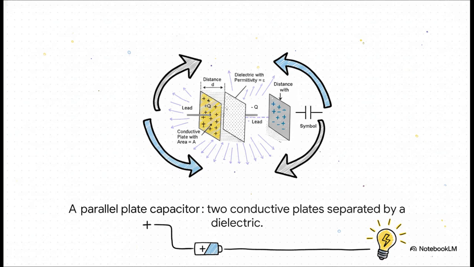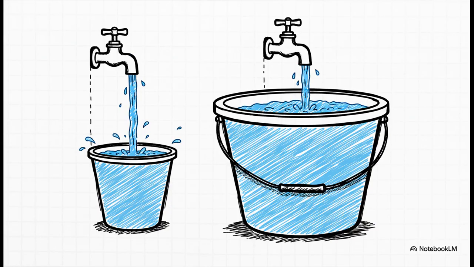The simplest version is just two metal plates with a small gap between them. When you connect it to a battery, positive charge piles up on one plate and negative charge on the other. This creates a strong electric field in the gap, and bam, you stored energy. And this ability to store charge has a name: capacitance.